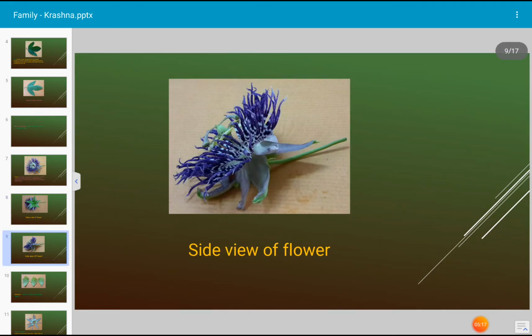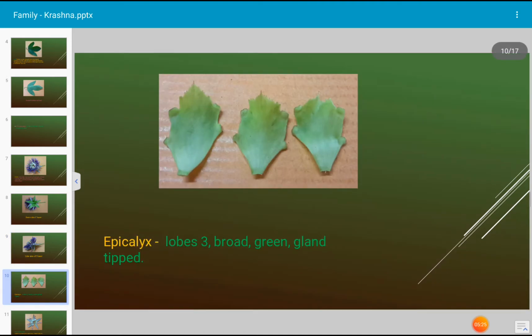Next, this is the side view of the flower of Passiflora incarnata, family Passifloraceae. Next, this is the epicalyx. There are 3 lobes of epicalyx present. An epicalyx is broad, leaf-like or green in color, and gland-dotted, gland-tipped epicalyx is present.